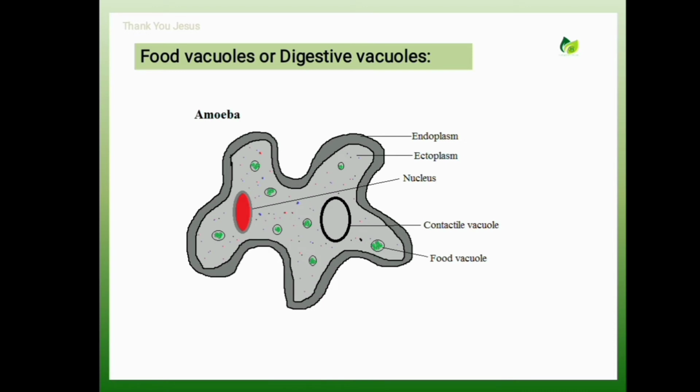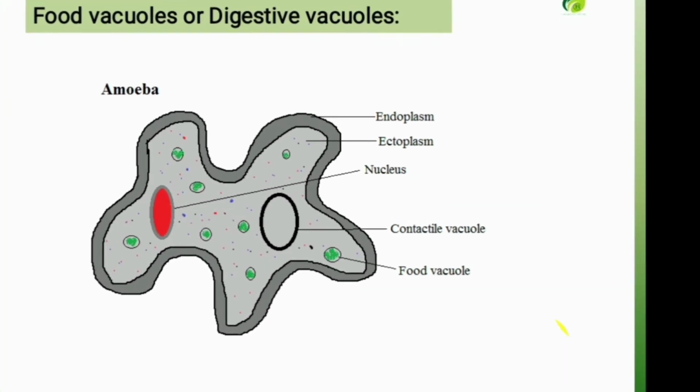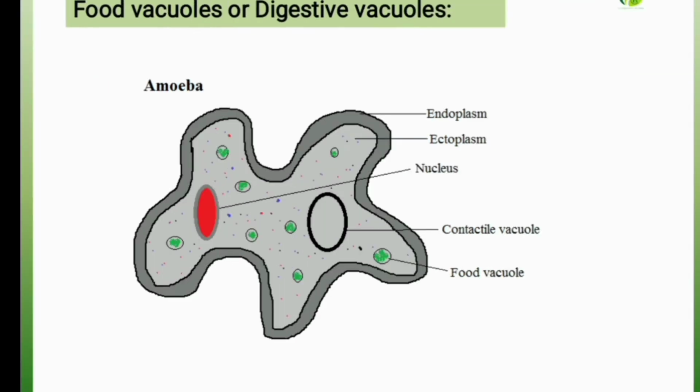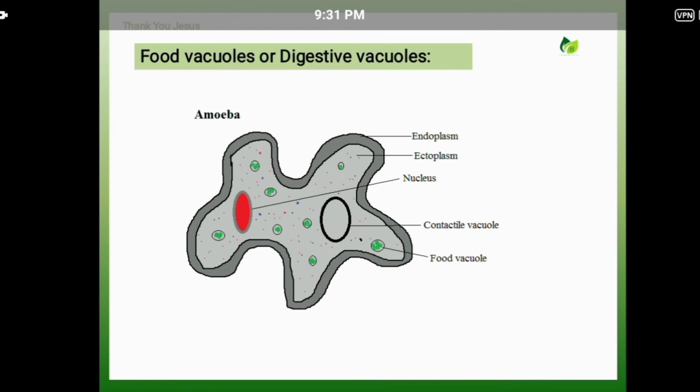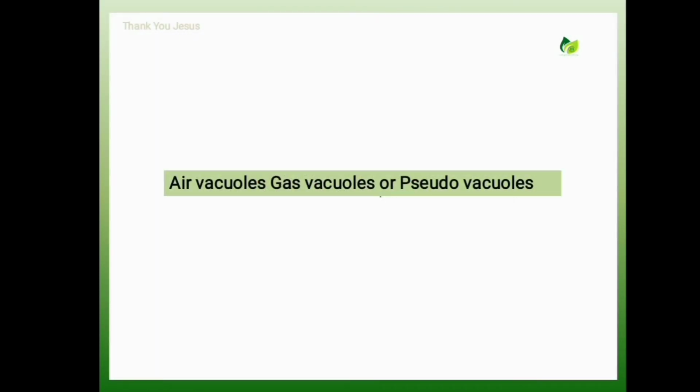You can see the picture. So this is the picture of amoeba, where you can find food vacuoles. Okay. Next, coming to the fourth category, that is air vacuoles or gas vacuoles or pseudo vacuoles. Okay, so they are reported in many aquatic prokaryotes, including cyanobacteria, some photosynthetic bacteria, and also in halobacteria.